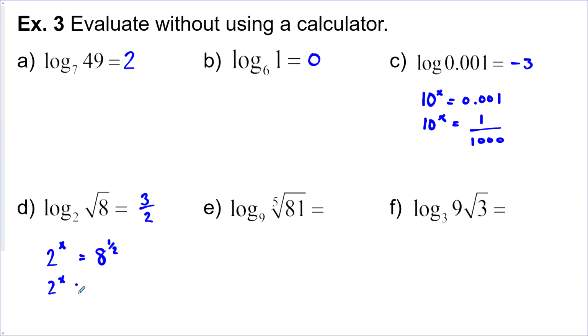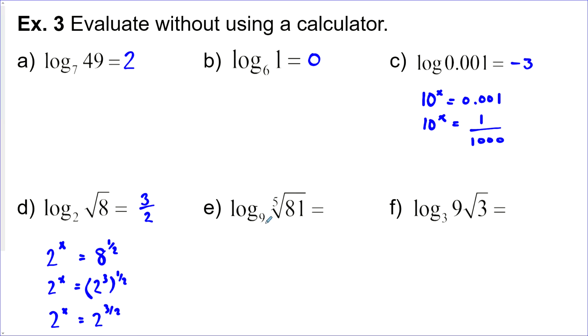Now, I'm going to rewrite 8 as a base of 2. So 2 to the power of 3 gives me 8, and just the 1/2 is still there. And then these two exponents I multiply together. So 2 to the power of x equals 2 to the power of 3 over 2. And you can see that x must equal 3 over 2 because the bases are the same.